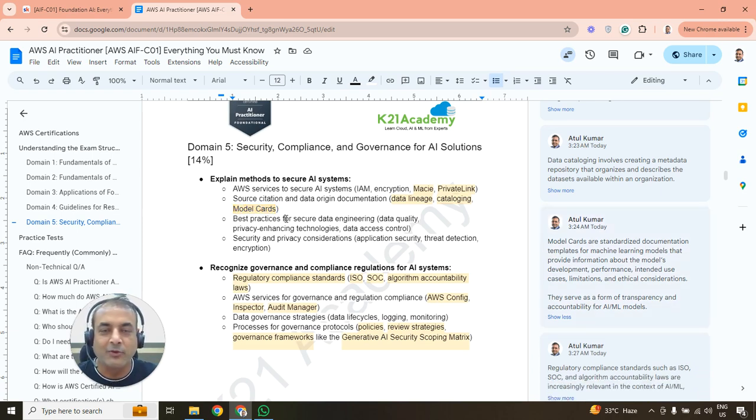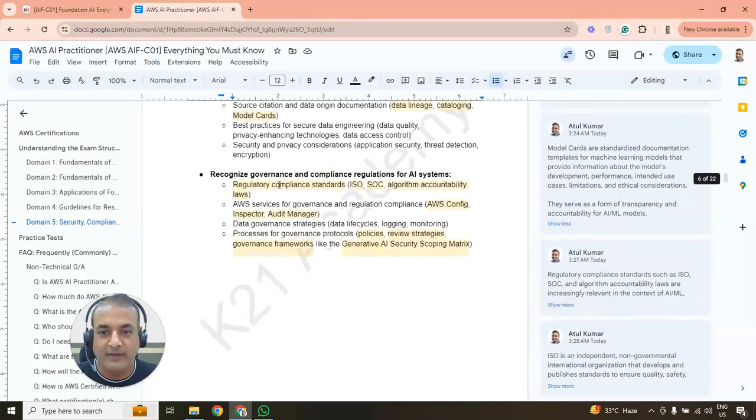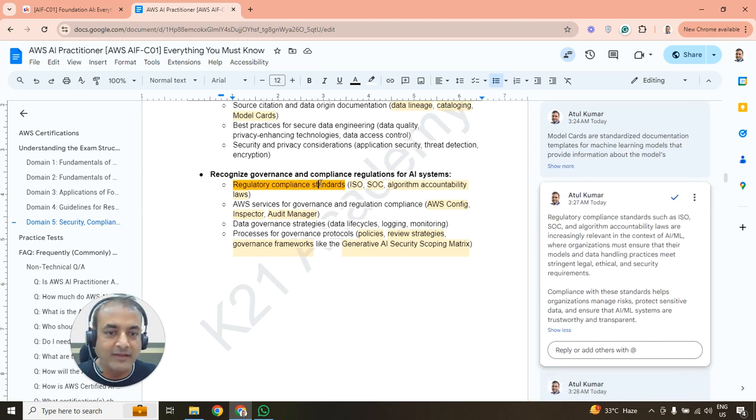Also, what are the best practices for securing data engineering? Data quality, privacy, data access control, and so on. And then finally, security and privacy considerations when you're implementing generative AI. So what are the threat detections, application security, encryption, and so on. And then the final part is about governance and compliance. This is especially for those coming from a security or compliance background. There are some regulatory compliance standards for implementing AI and machine learning.